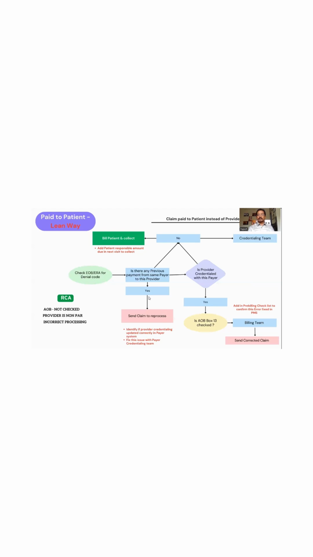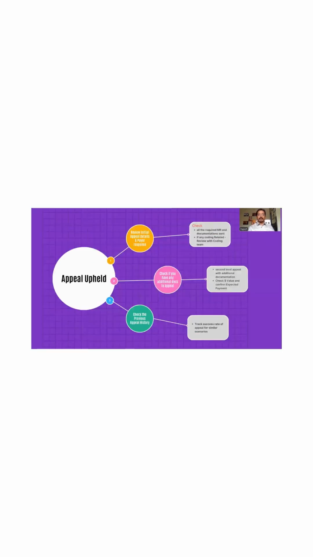That is also a very important denial, I can say. The appeal upheld. Most of the time, we don't know what to do with these appeal upheld scenarios, right? When the claim is denied and we already appealed, and the insurance company already reviewed that appeal and is saying the original decision is upheld, we are going with the original decision.